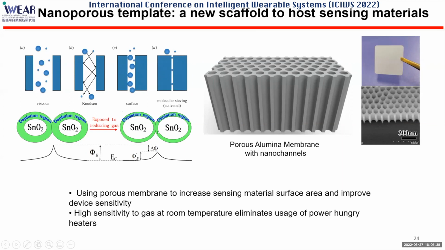Inside we can coat the metal oxide material, which is very sensitive to different kinds of gases. We can use different methods to coat them. One of the best methods is atomic layer deposition.